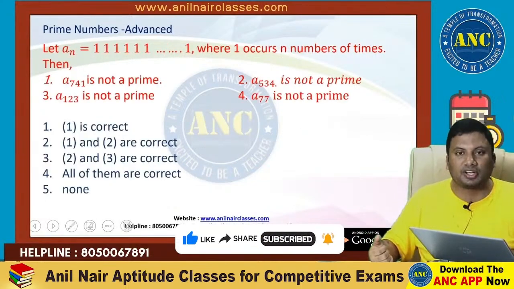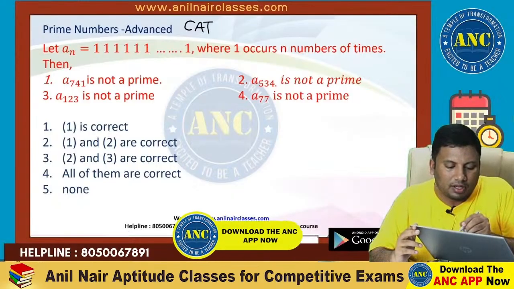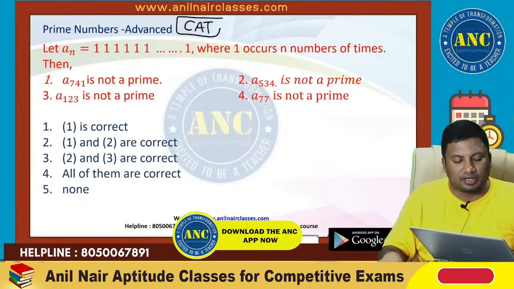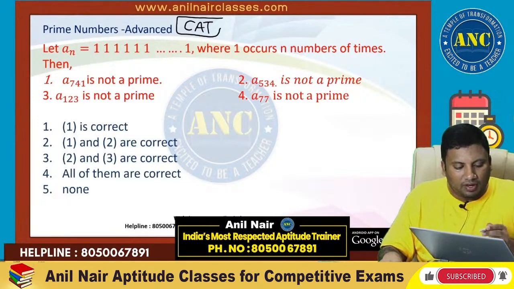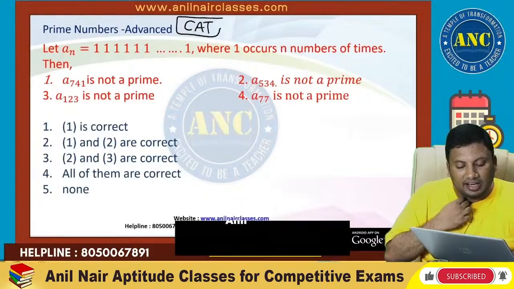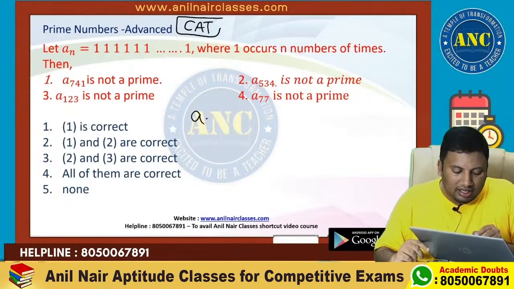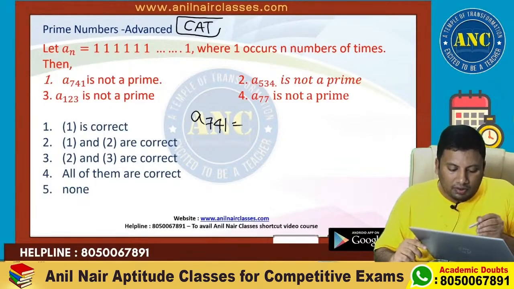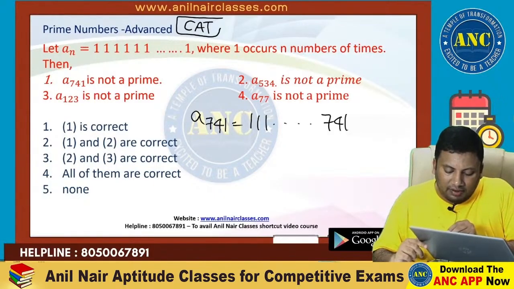Now see this question. Absolutely CAT level question. 1 1 1 1 1 1 1 1, where 1 occurs a number of times. 741. Now see here: 1, 1, 1, 1, 1 written 741 times.